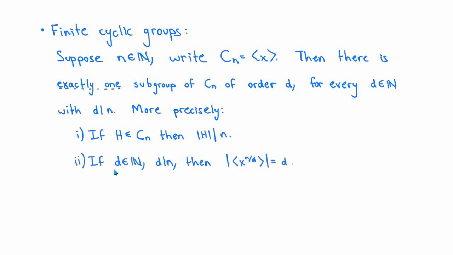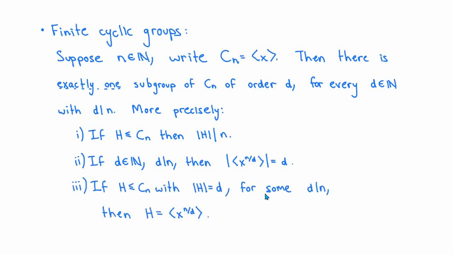Now secondly, and this is something which is kind of special about cyclic groups, for every positive divisor d of n, there is a subgroup of the cyclic group of order n which has order d. And it's pretty easy to see using properties of orders of elements in cyclic groups that the cyclic group generated by the element x to the power n over d is going to have order d.